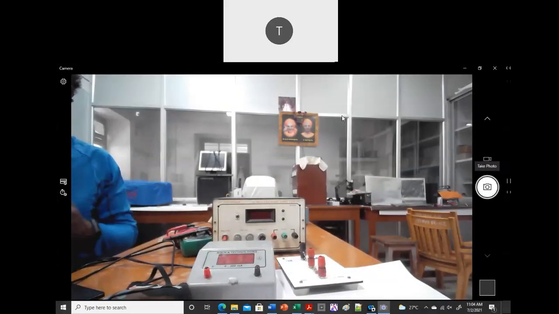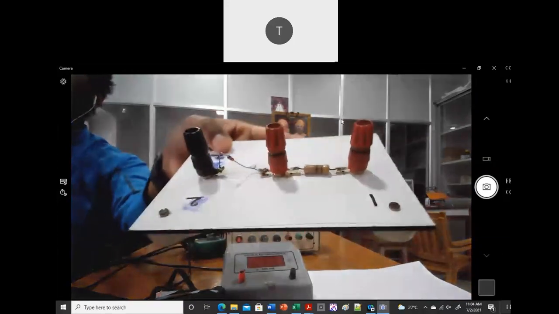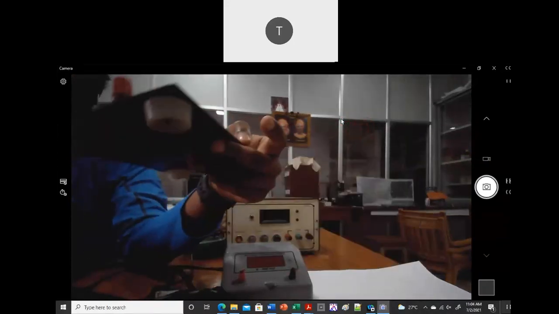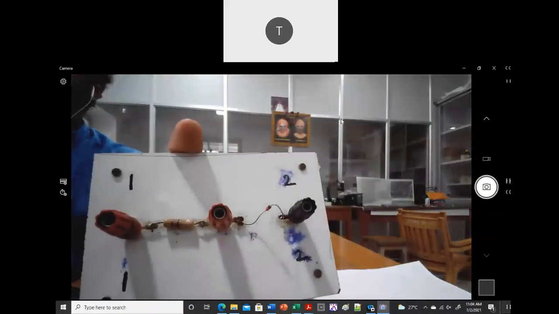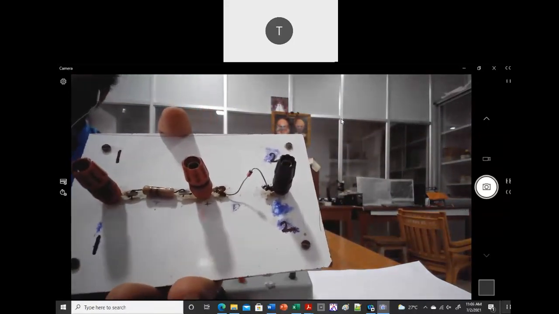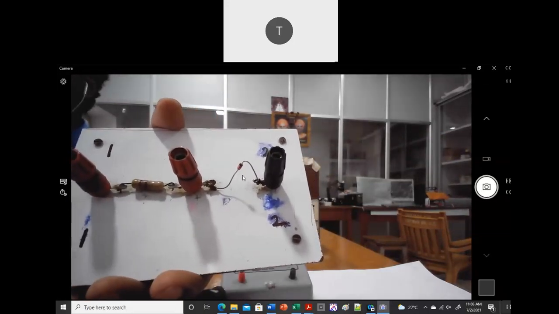Okay, so this is what we have. Normally you have this board. As I was telling, it is written as 1 and 2. I wrote it just for your reference. You can see the first part is the resistance, and this is your Zener diode.